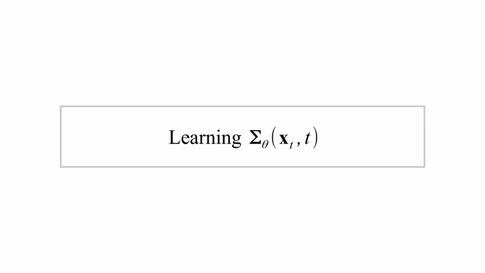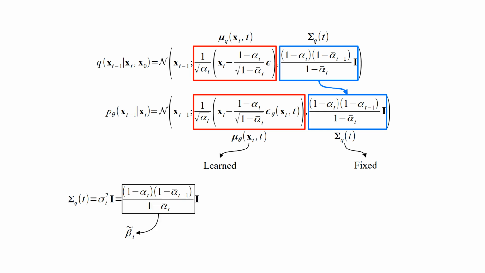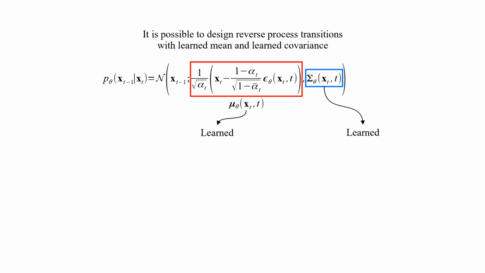Learning covariance. We have seen the method with learned mean and fixed covariance. In practice, setting variance to beta t or beta tilde t provides similar sample quality. It is possible to design reverse process transitions with learned mean and learned covariance. These are two extreme values for variance.